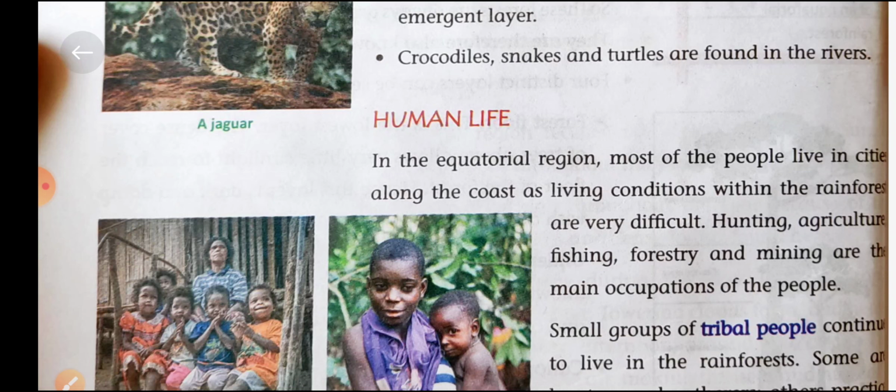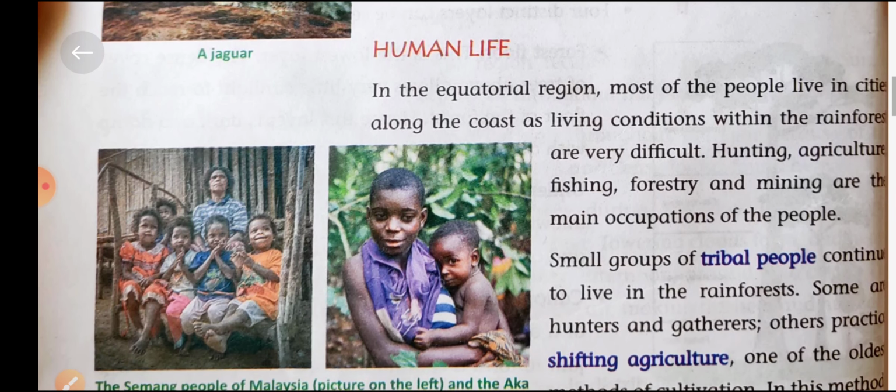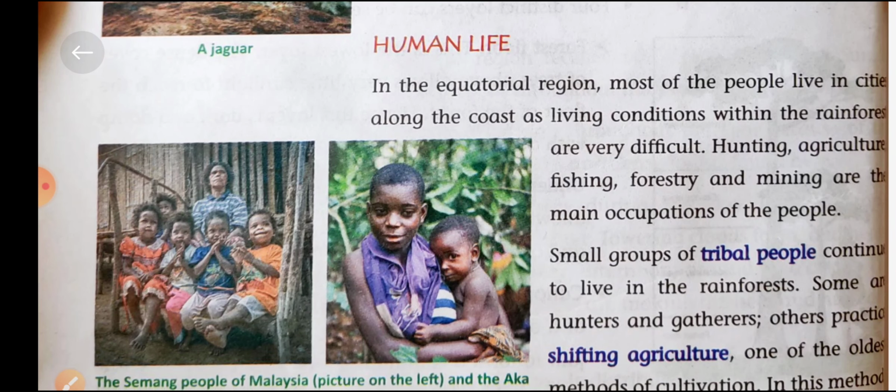Hunting, agriculture, fishing, forestry and mining are the main occupations of the people. People who live in the forest are engaged in activities like hunting, agriculture, fishing, forestry and mining. Small groups of tribal people continue to live in the rainforest. Some are hunters and gatherers, still living like early humans.